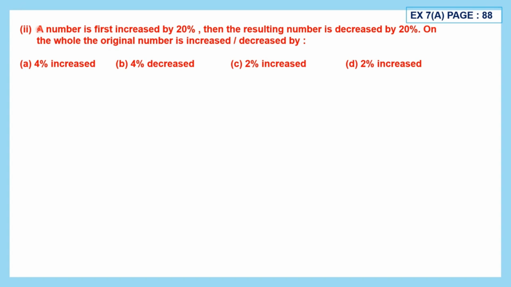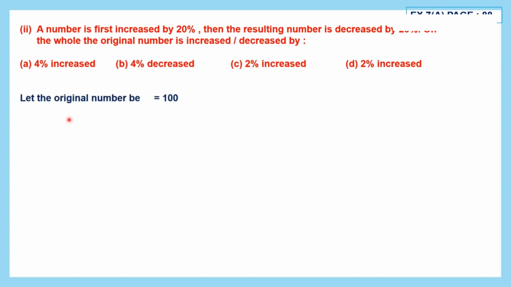Question 2. A number is first increased by 20%. Then the resulting number, that is, after you increase, you get a number. That number is called the resulting number. That is decreased by 20%. On the whole, the original number, that is the first number, is it increased or decreased, and by how much? That is the question. So first we have a number, and that is increased by 20%. Now we get a new number that is decreased by 20%.